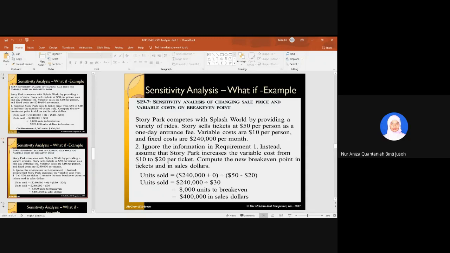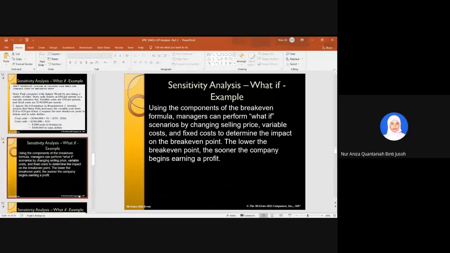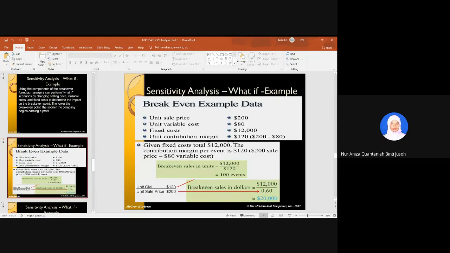So which one is better? Reducing the price or increasing the variable cost. So two situations, you have to choose and give the justification. So those two situations are examples of where what-if analysis can be used: the situation of changing the fixed cost, changing the sales price, and also changing the variable cost.